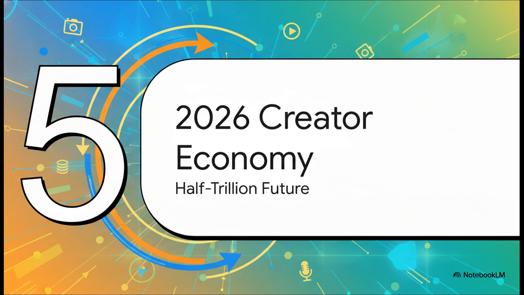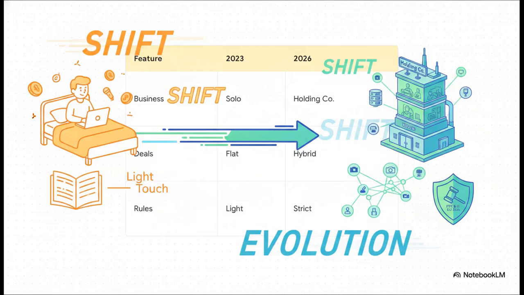Let's look at our final section, the 2026 creator economy, a $500 billion future. We have shifted drastically away from the old landscape of the solo creator just sitting in their bedroom. By 2026, top creators are operating as diversified holding companies. Those old flat-fee brand sponsorships, they're fading out, being replaced by hybrid performance deals driven by really strict data attribution. And over on the regulatory side, we've moved from a very light-touch era into strict legal compliance with things like the FTC and the EU's Digital Services Act.